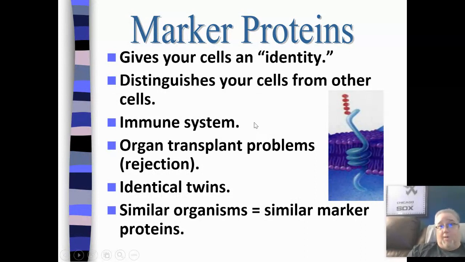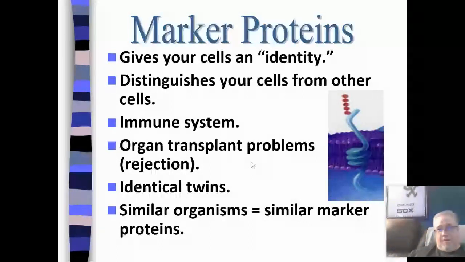Another reason why marker proteins are important: organ transplants. What's the big fear with an organ transplant? It's the fear of your body rejecting the organ, right? Why is it that people don't get organ transplants a lot more than you think they do? They have to wait for the right donor, and they have to wait for the right match. What they're looking for is an organ that has similar marker proteins. The only person that might have the same exact marker proteins as you would be an identical twin, but other than that, nobody's is the same.